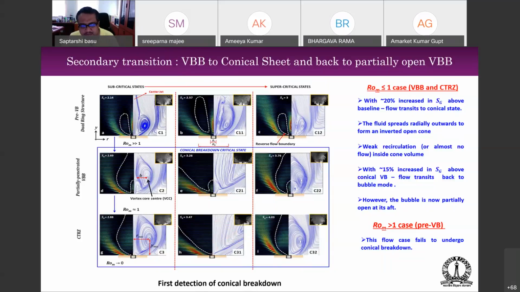Now, this illustrates that if you were in a power generation system and your flow undergoes this kind of conical breakdown, then this is a loss of efficiency and an instantaneous extinction event. So this is very, very bad, so to say. And this conical breakdown happens in a very small swirl number space.